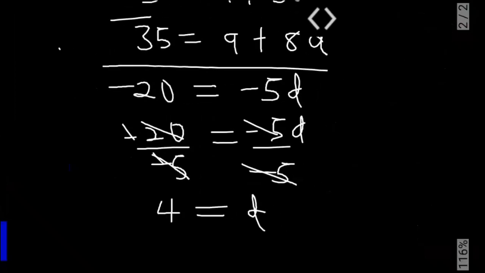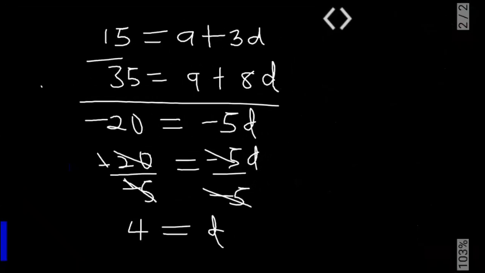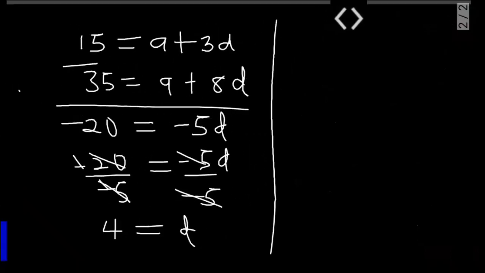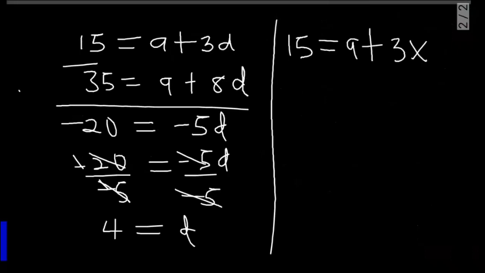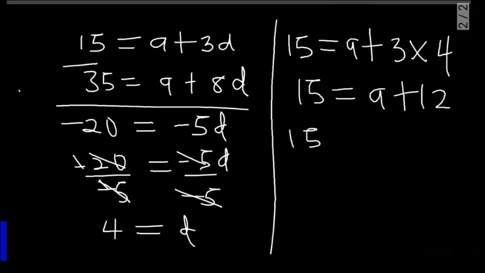Let's put this into our equation. To get our first term, 15 equals a plus 3 multiplied by 4, our common difference. We have 15 is equal to a plus 12. Subtracting 12 from both sides, we have 15 minus 12 equal to a. We have 3 is equal to a. So our first term is 3, and our common difference is 4.